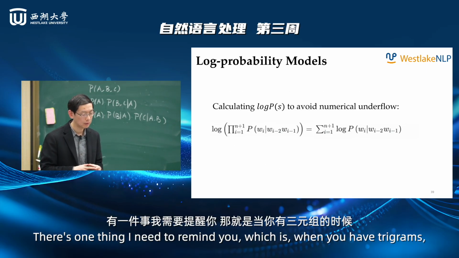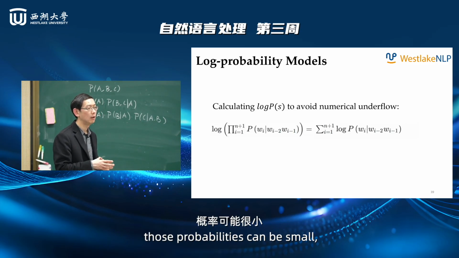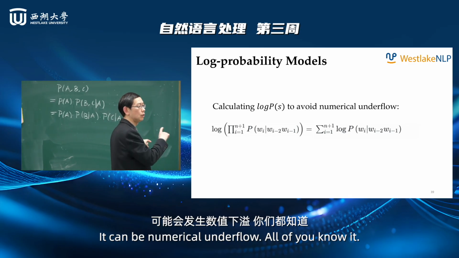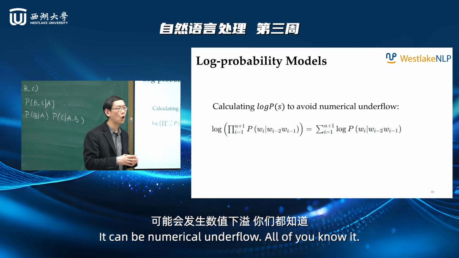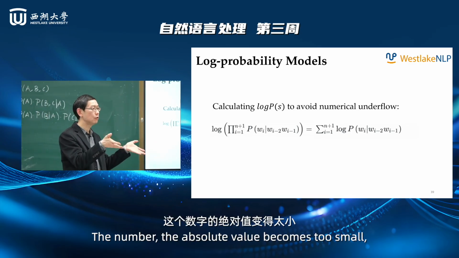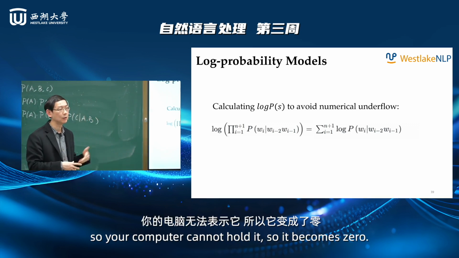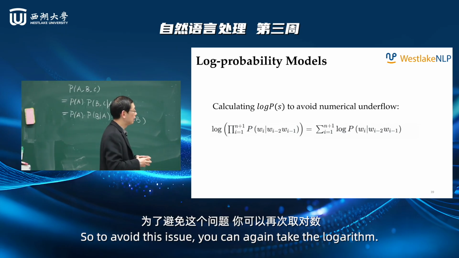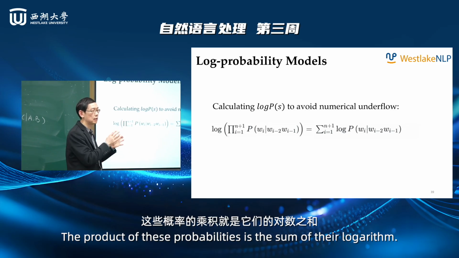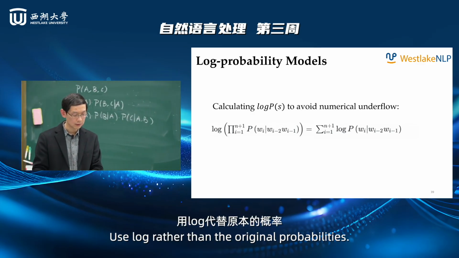There's one thing I need to remind you: when you have trigrams, those probabilities can be small. And when you calculate the probability of a long sentence, you need to multiply them together. It can cause numerical underflow. All of you know it, because you learned computer science. The absolute value becomes too small, so your computer cannot hold it, and it becomes 0. To avoid this issue, you can again take the logarithm. The product of these probabilities is the sum of their log versions. So use log rather than the original probabilities.